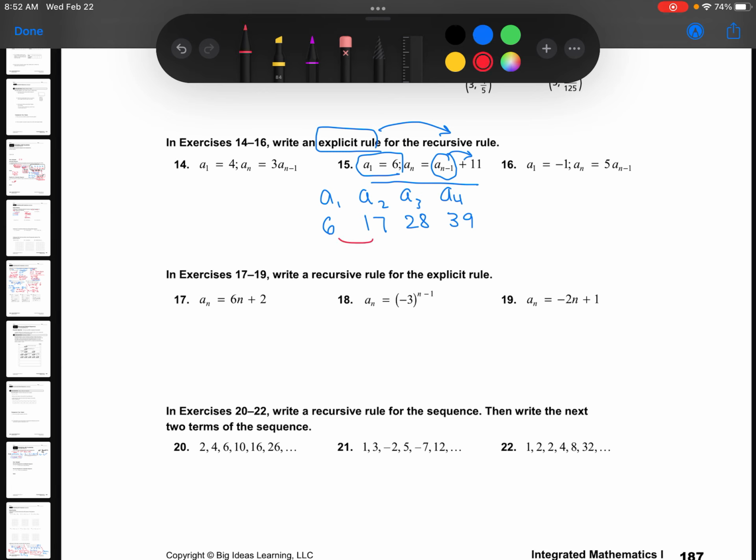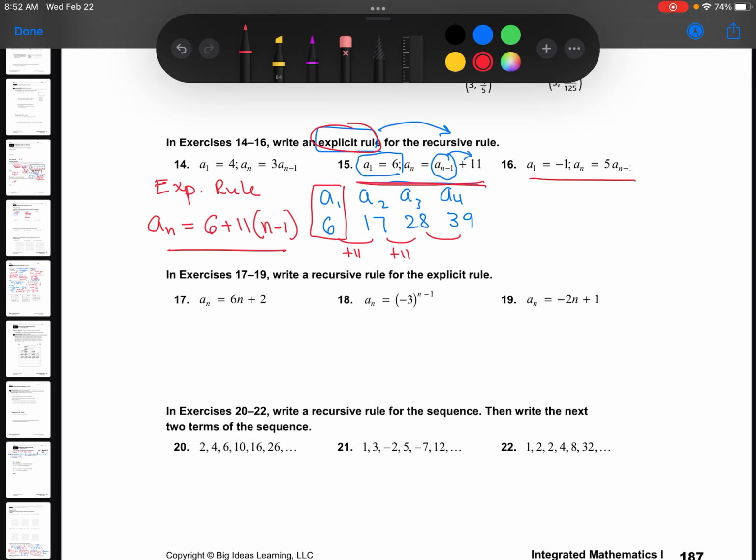Now, I have the opportunity to find out what the, in this case, common difference is, which is the plus 11. And with that, I can now do the explicit rule. The explicit rule for this is a given term is going to take the first term of the sequence, which is 6. You can see it here. And I'm going to add how much? 11 multiplied n minus 1 times. That's the explicit rule based on the information we had here.